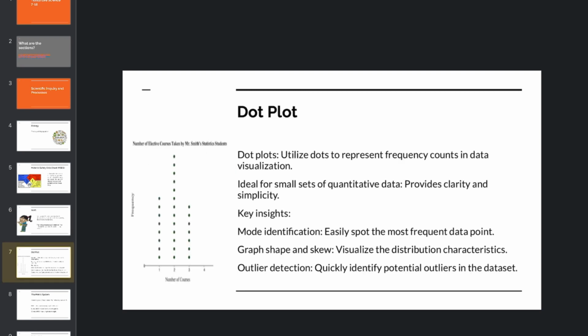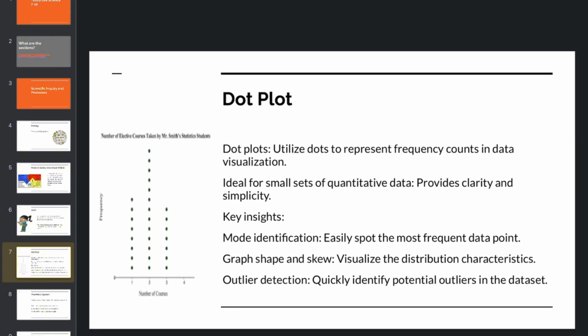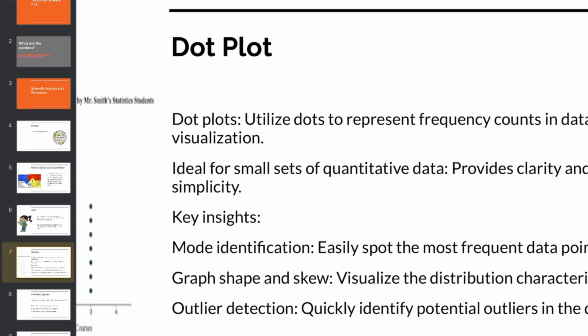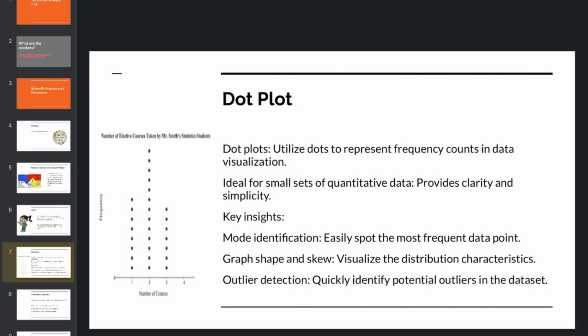Dot plot. This is what a dot plot looks like. Utilize dot plots to represent frequency counts and data visualizations. Ideal for small sets of quantitative data, they provide clarity and simplicity. The key insights are mode identification, easily spotting the most frequent data points; graph shape and skew, visualizing the distribution of characters; and outlier detection, quickly identifying potential outliers in the data set.